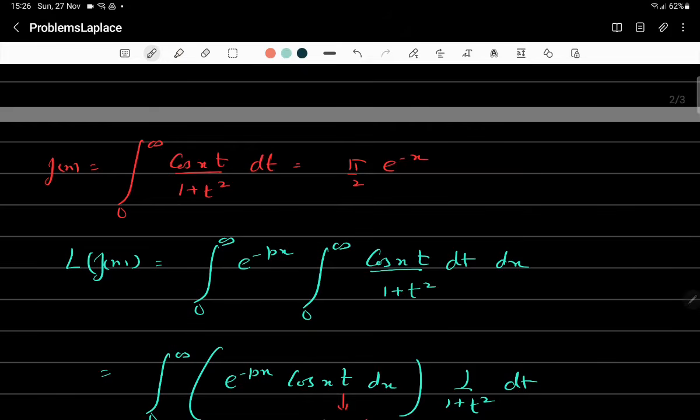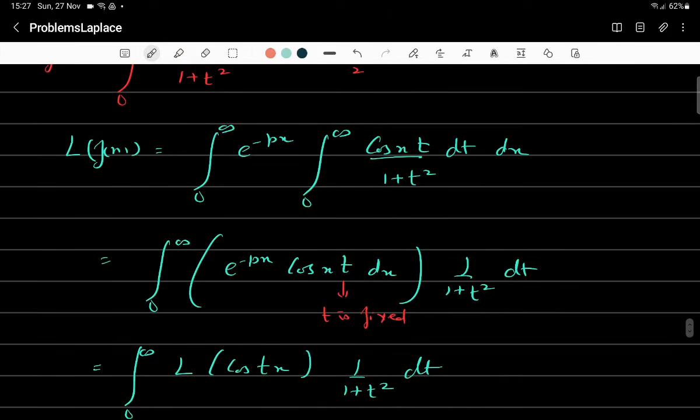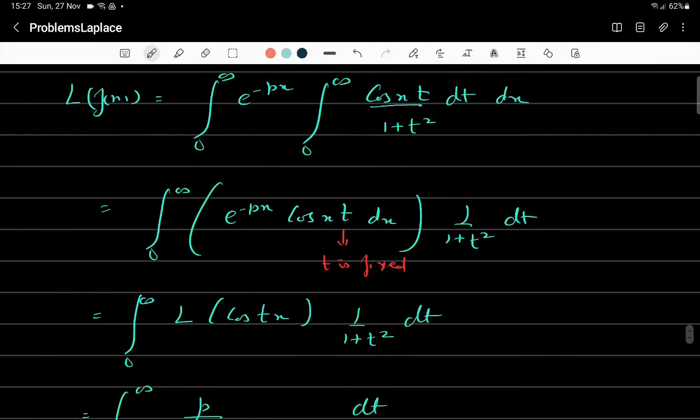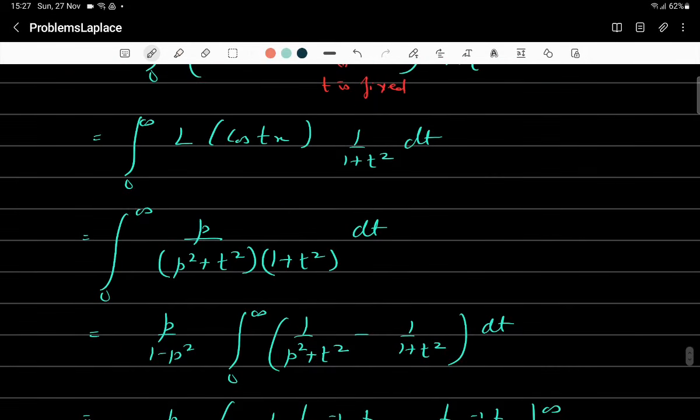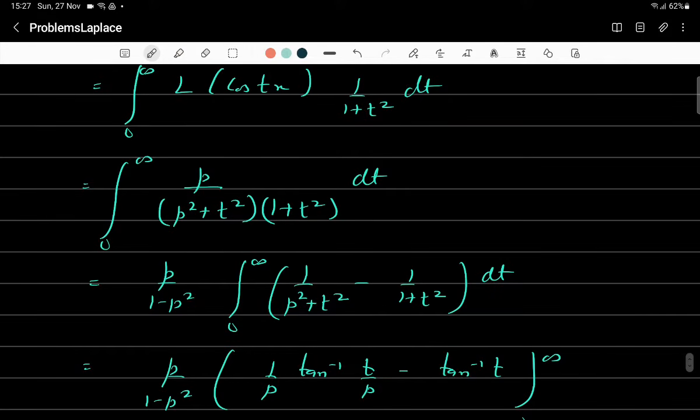Now think what it is. It is simply the Laplace of cos xt. If we realize this one, then we are done, because we know the Laplace of cos xt or cos tx, the integration with respect to x, it means t is a constant. So Laplace of cos tx is p by p square plus t square, and then I have 1 by 1 plus t square. Now using the partial fraction, I can easily solve it further. So rest is very easy, which can be easily solved.